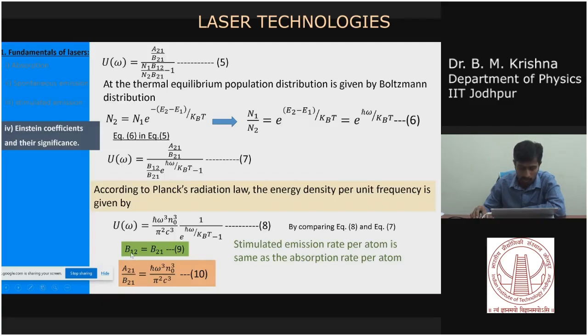As your coefficients B12 equals B21, that means the rate at which electrons go to the higher state is the same as the rate at which electrons in the excited state go to the ground state. So that's what this equation means.